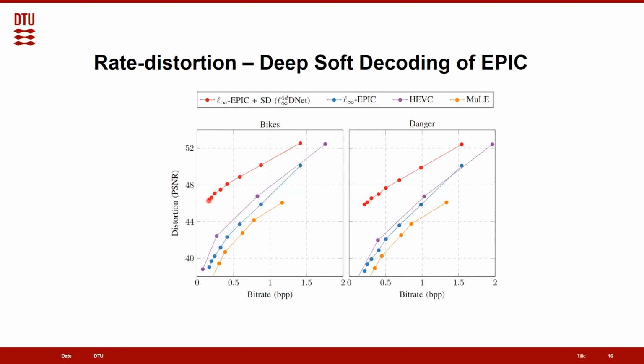If we look at the rate distortion now, just taking the PSNR, then we see the red is soft decoding with the network, and we see a clear improvement over the blue, which is just a straightforward EPIC L infinity decoding. And also we see that while the HEVC reference here was better than the EPIC performance, now we're clearly better than both of these, and all of them are better than the mu coding. And these are two examples.